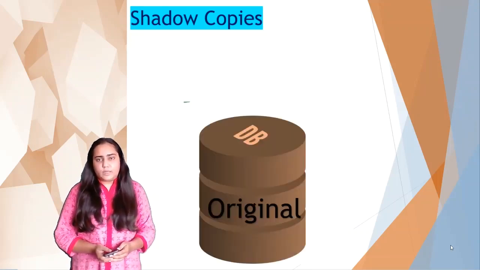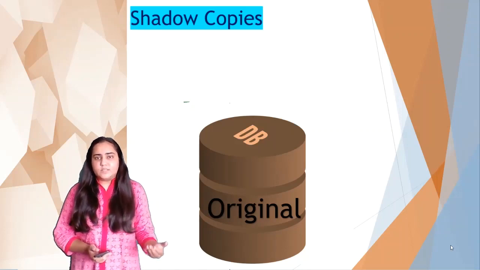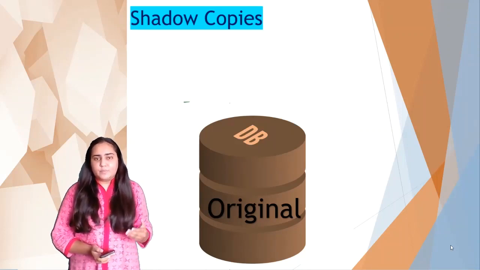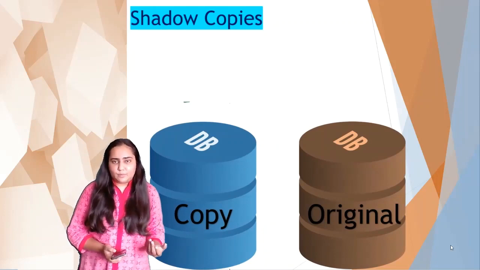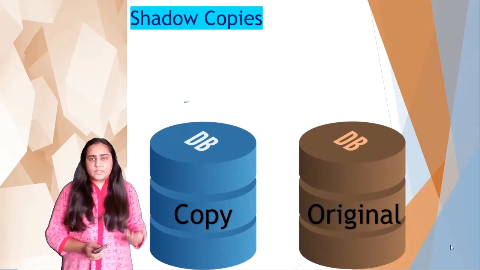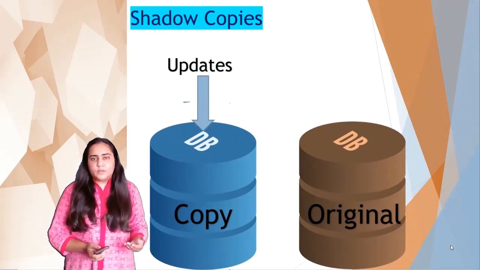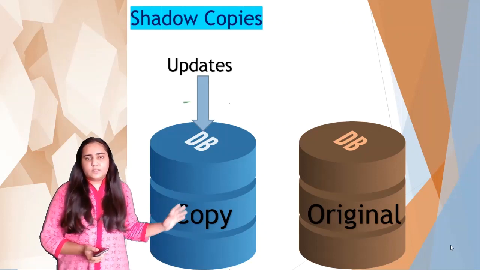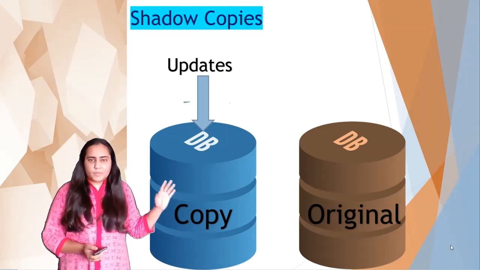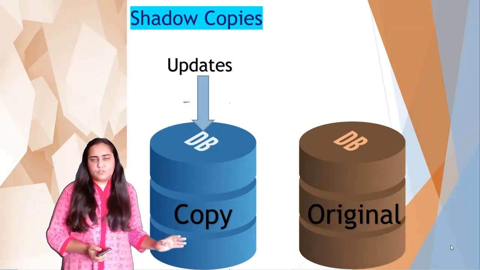In shadow copying, the original database, which is present in the secondary memory, is kept as it is, but a copy of this database is created, and this is brought into the main memory. And whatever updates need to be done are done on this secondary copy and not on the original copy. So only this copy is updated, but the original database remains as it is.